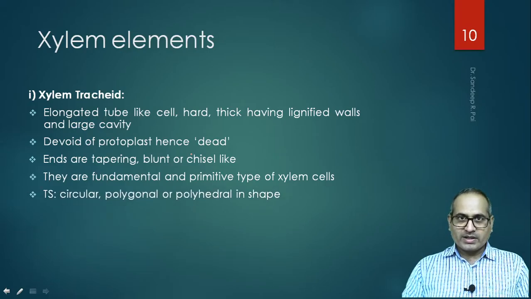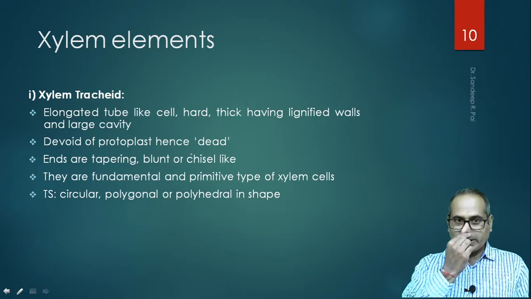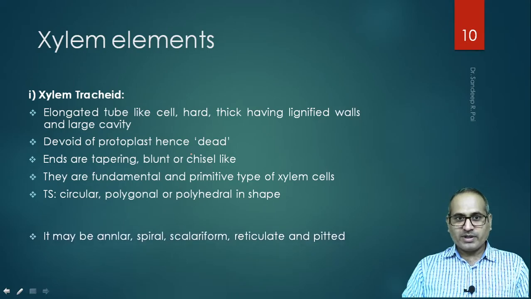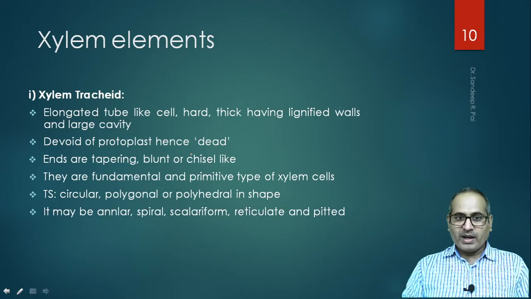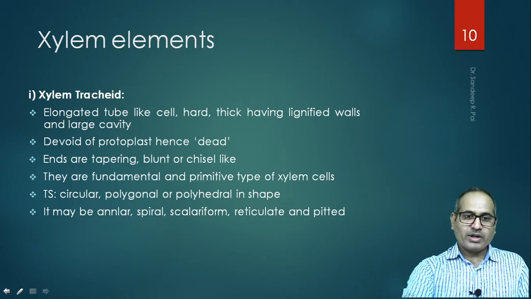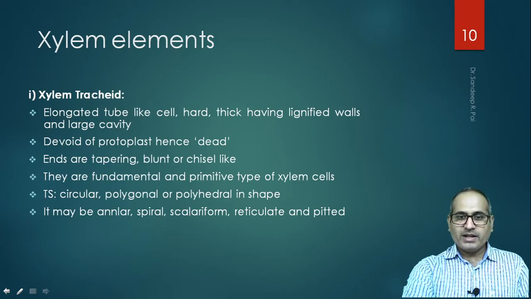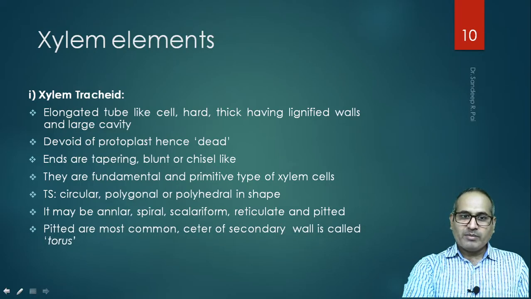The TS, transverse section, shows circular, polygonal or polyhedral shape. It may be annular, there is a spelling mistake over here. It should be annular, spiral, scalariform, reticulate and pitted. Pitted are most common. Center of secondary walls is called as torus.